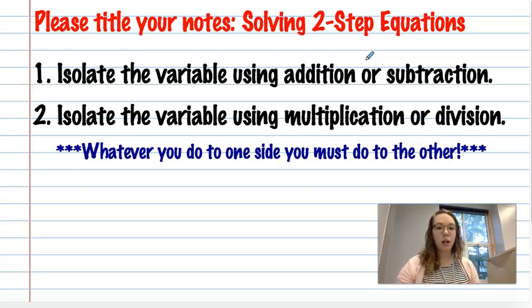Whatever you do to one side, you must do to the other. Again, that's why we're drawing the line down, because we have to keep it balanced. If we add 2 to both sides, it's equal. If we add 2 to only one side, then it's no longer equal. All right, so these are your steps, and we'll go ahead and move on to some examples.